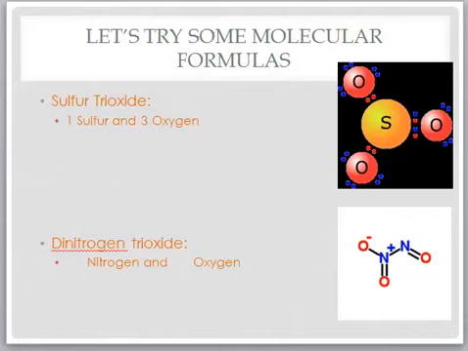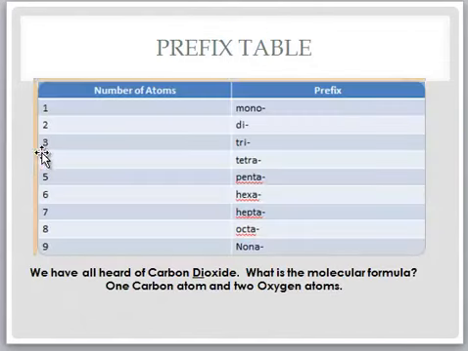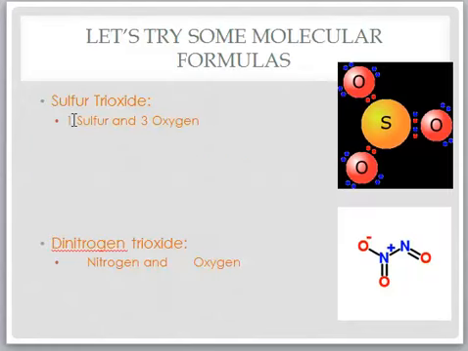Let's try some molecular formulas. So this one, the first one I've given for you, sulfur trioxide. 1 sulfur atom and 1, 2, 3 oxygen atoms. When we go back to that prefix table, we see that 3 is a tri. Sulfur trioxide.